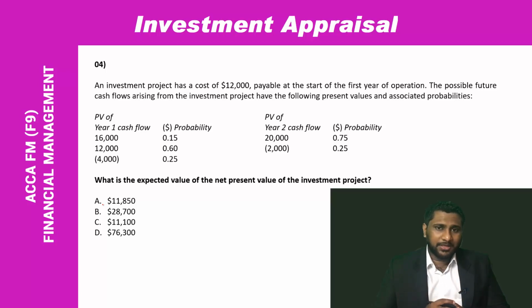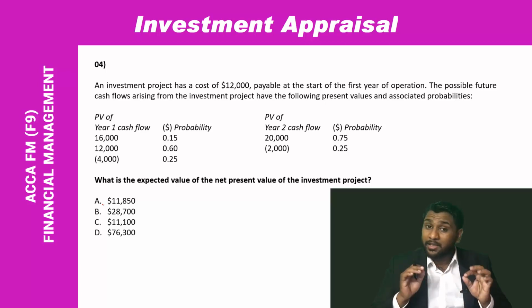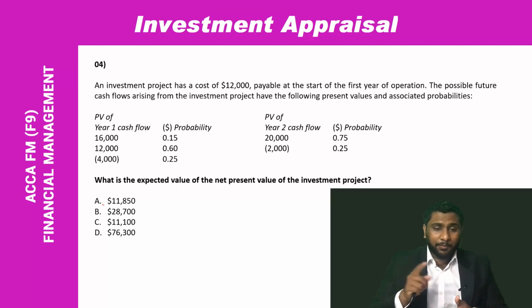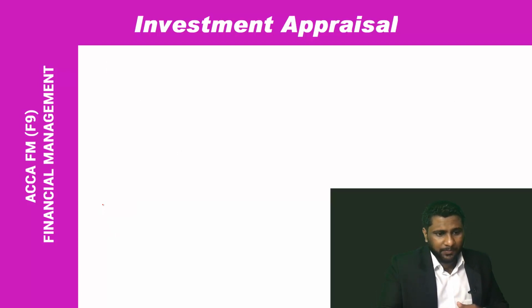First of all, what you have to do is understand what are the possible outcomes that you can get. What are the possible scenarios? So what are the possible scenarios in this question? If you get 16,000 first year, second year you can get 20,000. If you get 16,000 first year, second year you can get minus 2,000. If you get 12,000 first year, second year you can get positive 20,000. So likewise, you have to understand all possible scenarios for this particular question. So let's understand all the scenarios first of all.